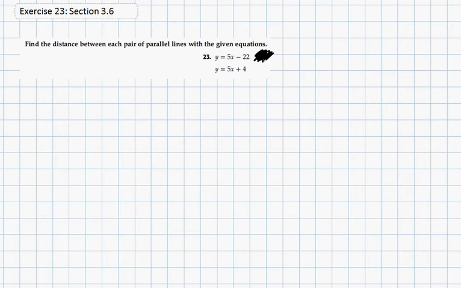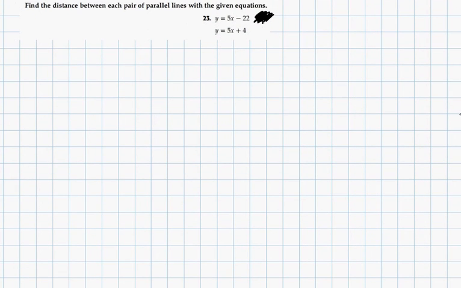Okay, this is exercise 23, section 3.6. They give you two equations and they ask you to find the distance between each pair with those given equations. Okay, so I'm going to come down here and I'm actually going to graph them. And I'm not really going to use the graph paper because I really just want a quick sketch.